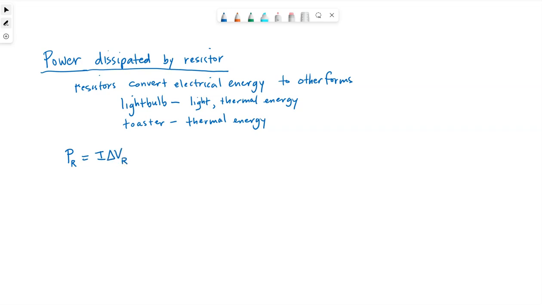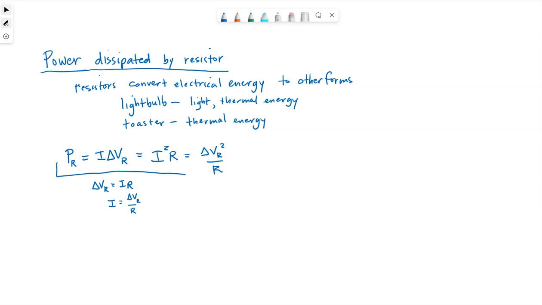One way we can write this is in terms of the current and the potential difference across the resistor. But we know delta V for a resistor is also I times R. So, for example, if we plug in I times R for delta V, the power would become I squared R. So we could write it in terms of current and resistance. Similarly, if we solved for I and plugged it in, so I would be delta V over R, the power we could write as delta V squared over R.